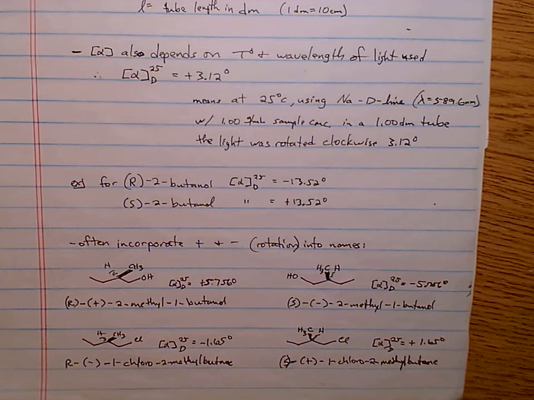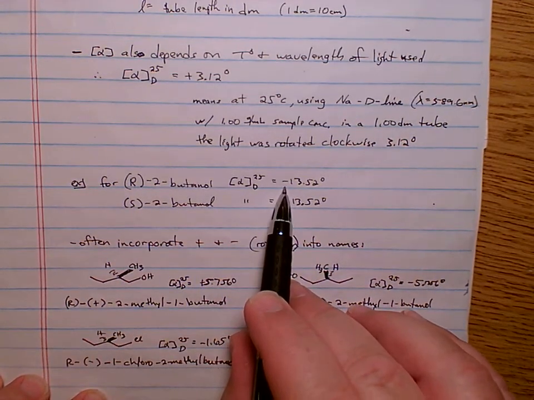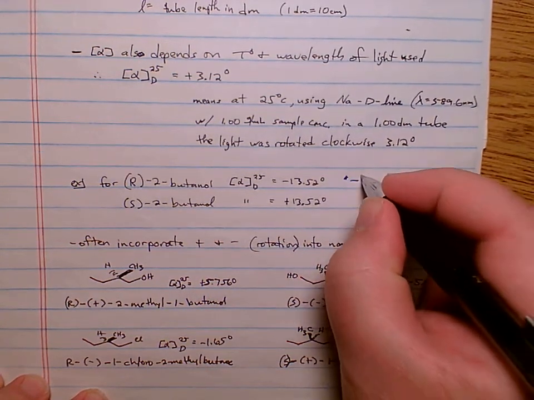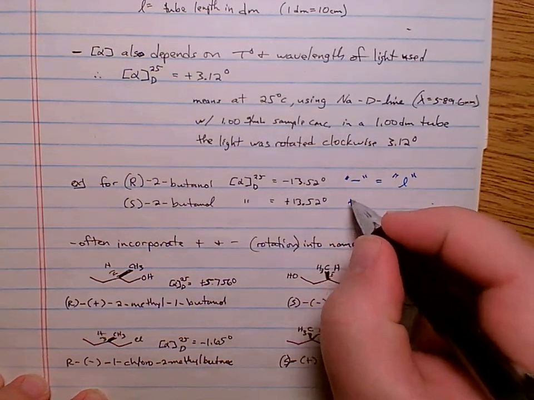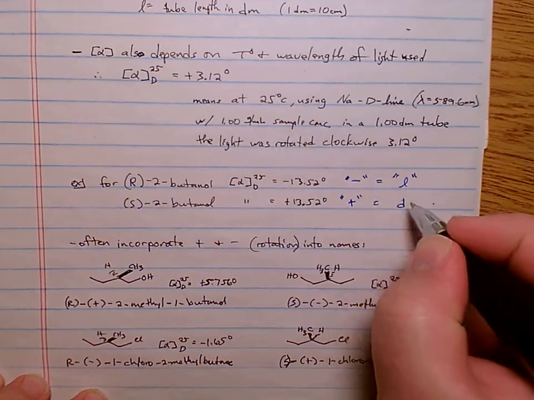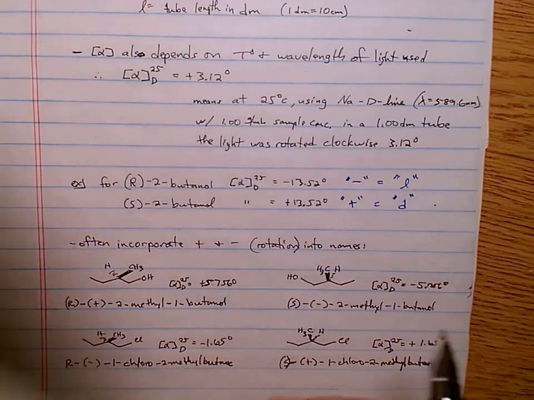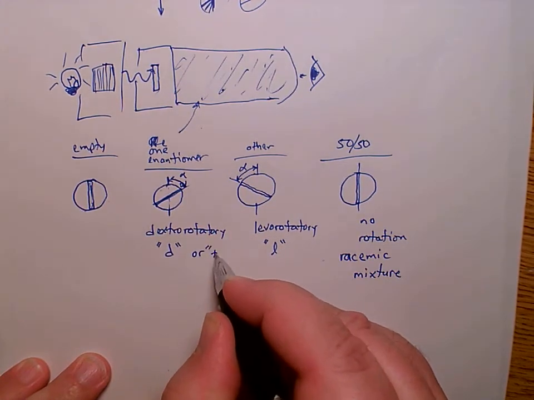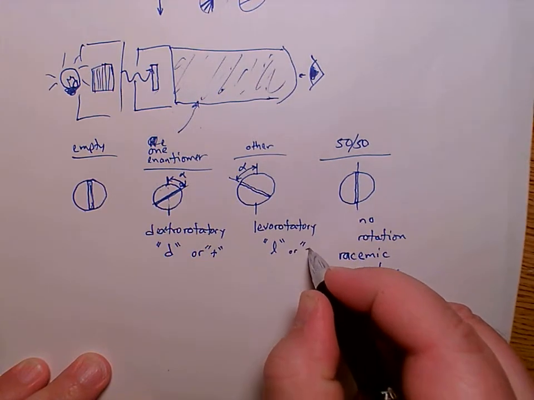Now, this leads us to another issue. This is R-2-butanol, and note that this is a negative here. Negative means levorotatory. Negative equals L. Positive equals D. So if we go back to this diagram here, dextrorotatory is D or plus, levorotatory is L or minus.